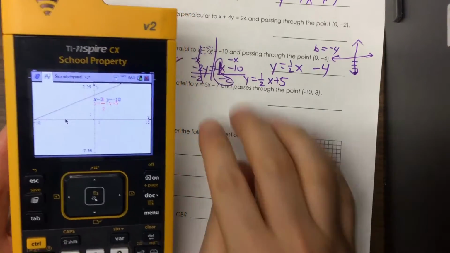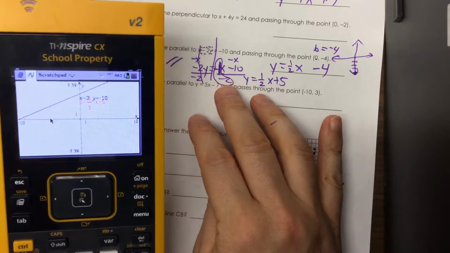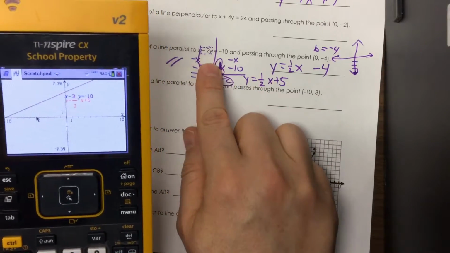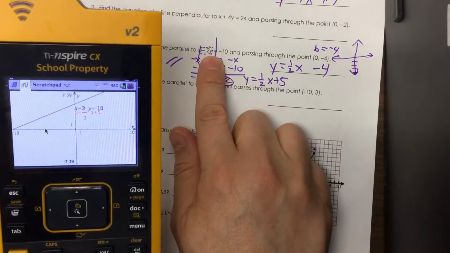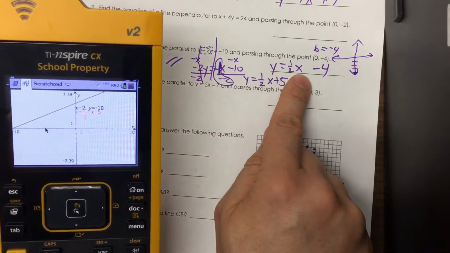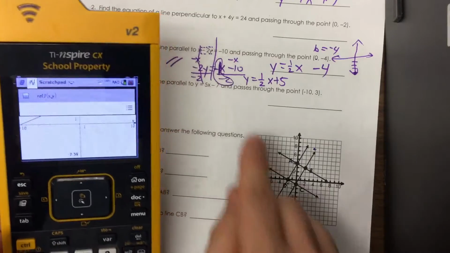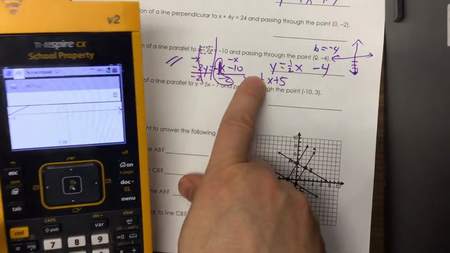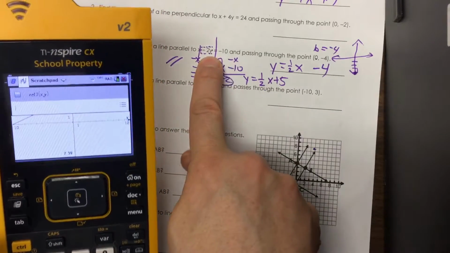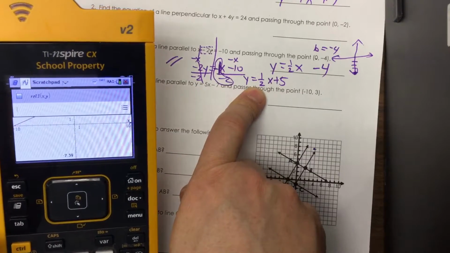Now, to make sure that it's really parallel, this is the one that they gave us, and this is the answer we got. Let's put that one in to make sure it's parallel. Because what we did just now is we made sure the equation that we made is the same one we started with, just converted to slope-intercept form.